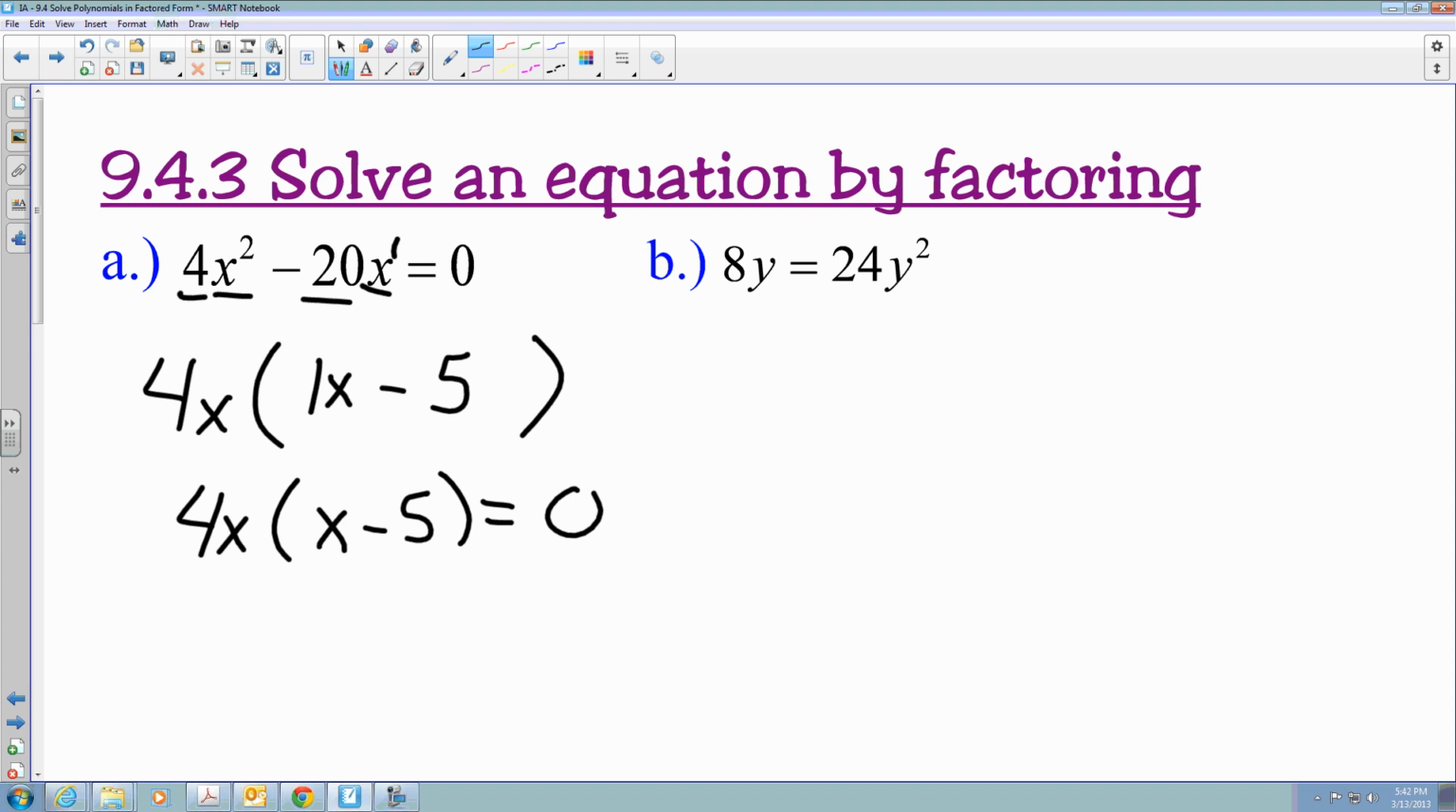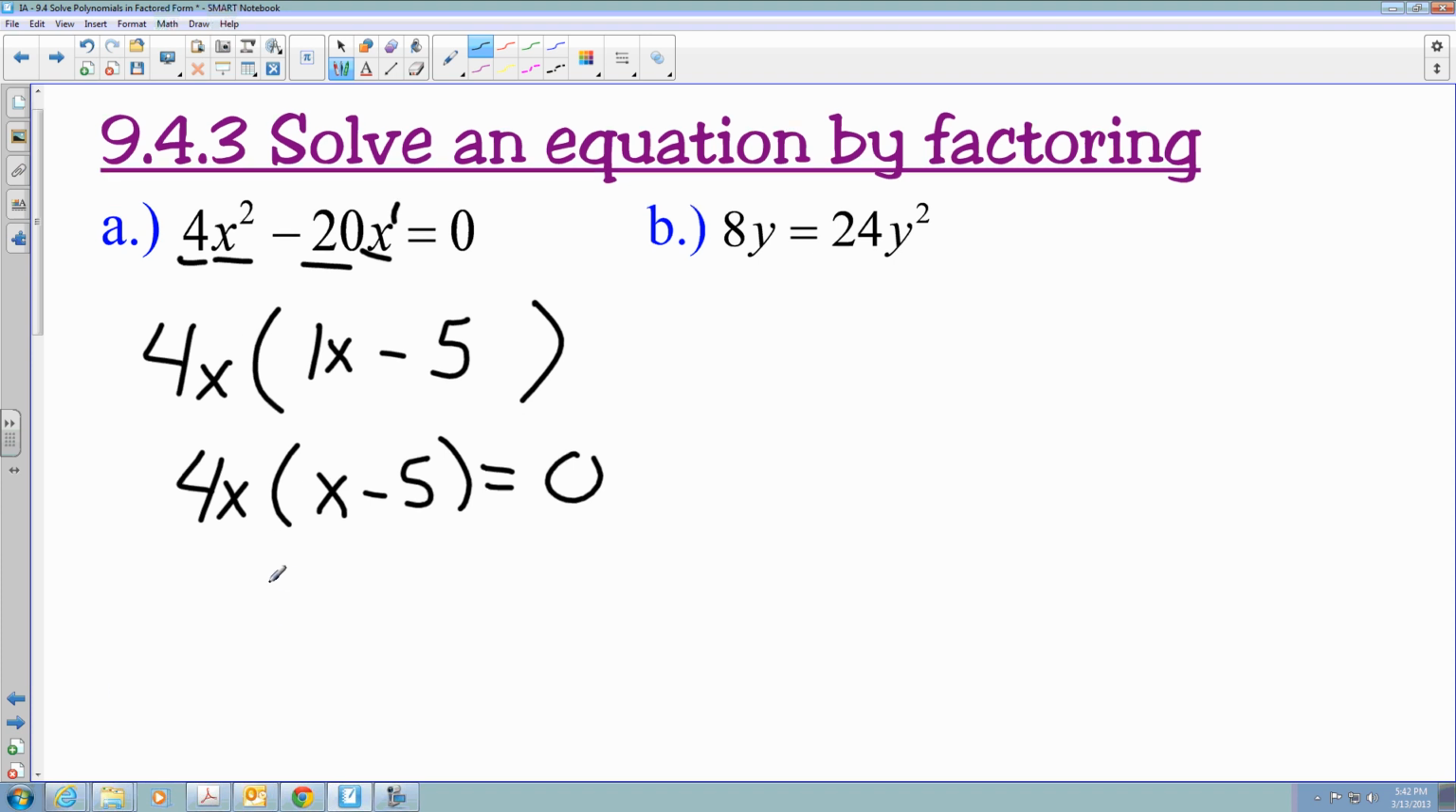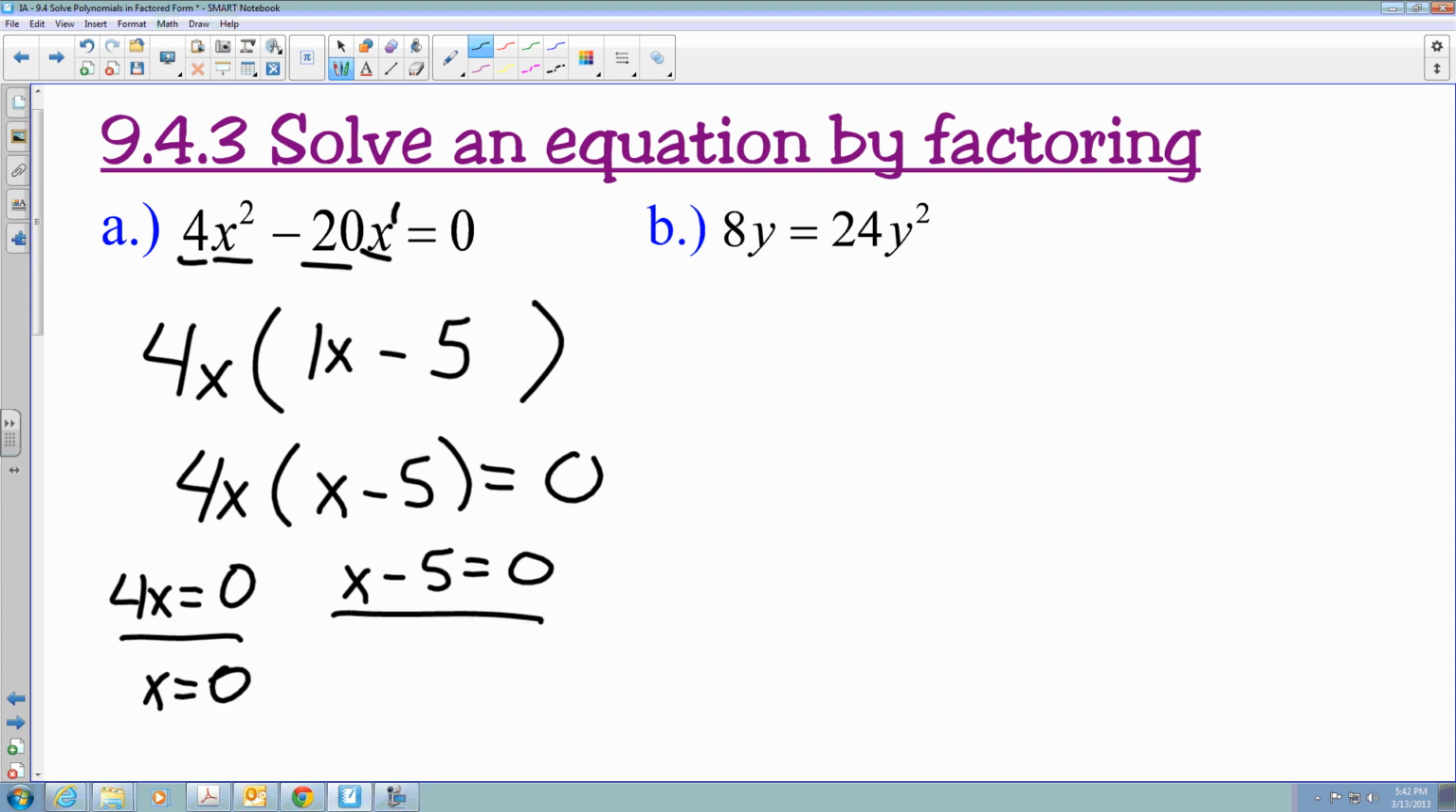So now I can use the zero product property to help me out. Now I can write this as 4x equals 0, and I can write this as x minus 5 equals 0. For this first one here, I can say that x would have to equal 0, and for this one here, x would have to equal 5, and then that would be my answer.